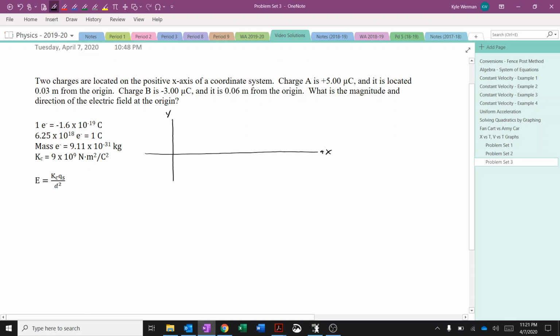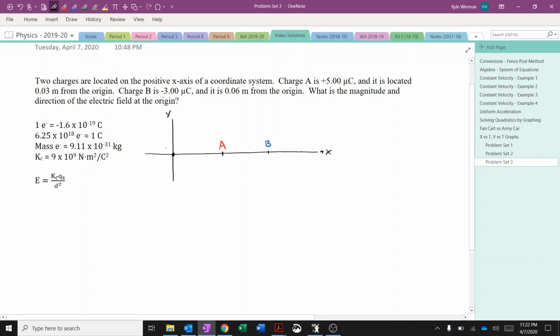And so now we can draw our charges on there. We have our origin located here. And in this problem, we have charge A is 0.03 meters from the origin. So let's say that's right here. We'll call that charge A. And charge B is 0.06 from the origin. Both are from the origin. So I'd go out just as far here, and there's charge B. So we can orient ourselves this way. And then I want to know what's the field at the origin.